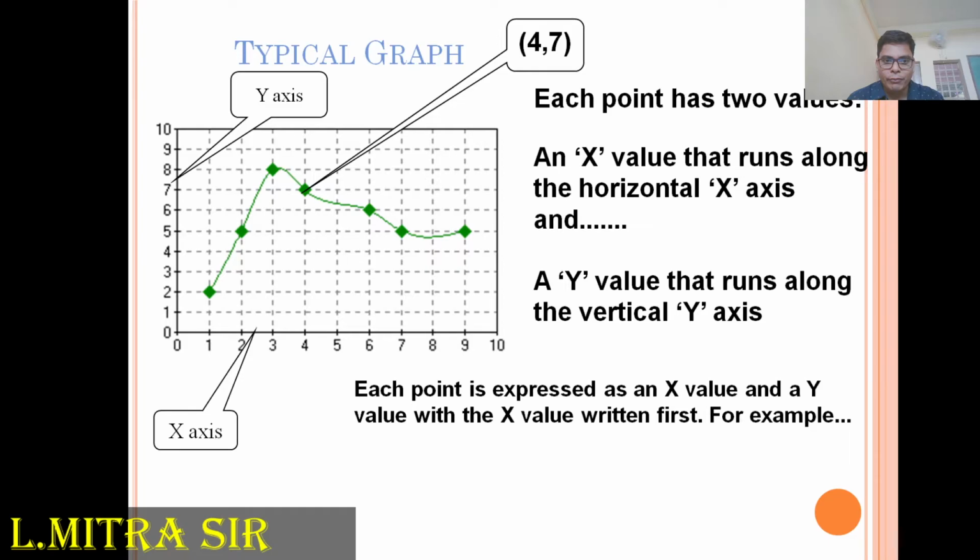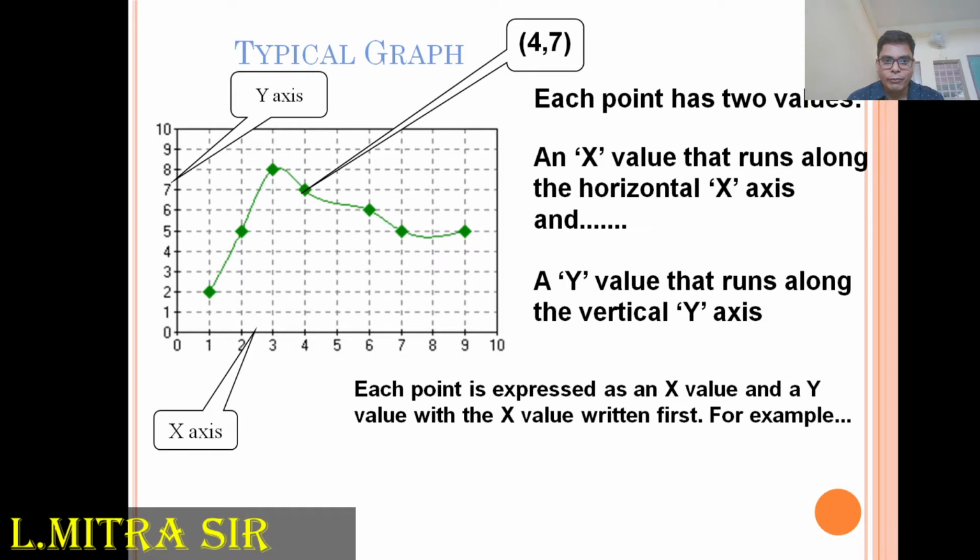So each point is expressed by the x value and the y value. The x value is written first, so 4 is the first value, and 7 is the second value, the y axis. For example, in this one, the x value is 7 and the y value is 5. So in this way, for every value you can get a typical graph.